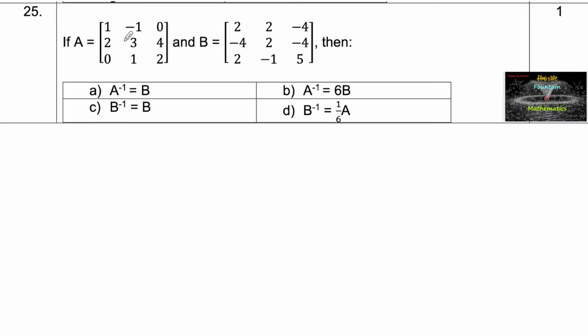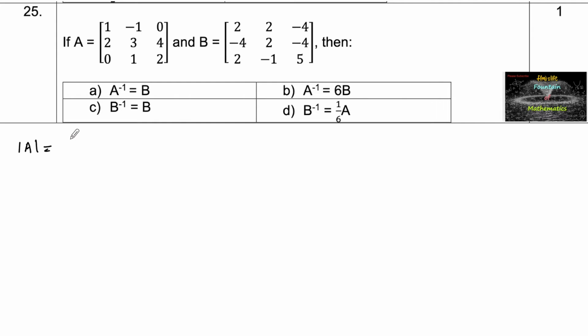If A is equal to the matrix [1 -1 0; 2 3 4; 0 1 2] and B is equal to the matrix [2 2 -4; -4 2 -4; 2 -1 5], 3 by 3 matrices are given, then we have to verify which one is correct. So the options contain inverses.